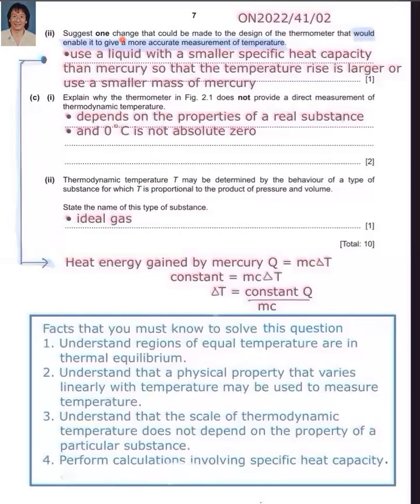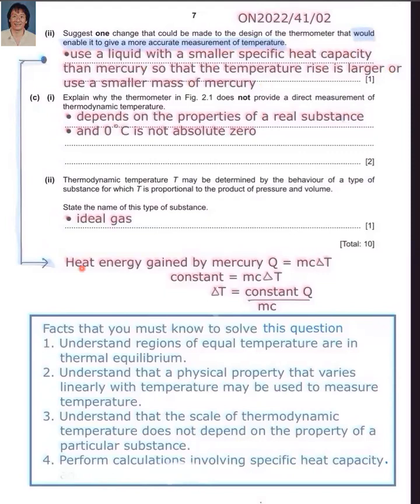Now, suggest one change that could be made to the design of the thermometer that would enable it to give a more accurate measurement of temperature. To do this question, you must know that delta T must be larger. The change in temperature must be larger for the temperature to be measured more accurately. This question carries 1 mark, but 2 points are given here, so you can say one of the 2 points. Number 1 is use a liquid with a smaller specific heat capacity than mercury so that the temperature rise is larger. Or you can say use a smaller mass of mercury.